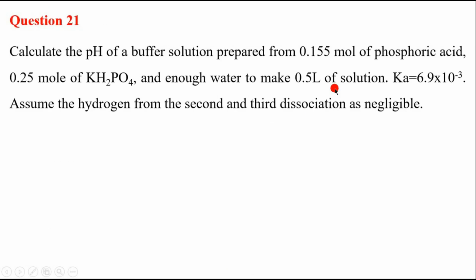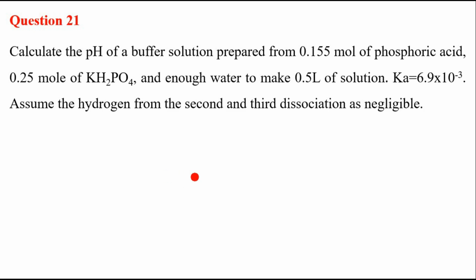We are moving to question 21. Question 21 says calculate the pH of a buffer solution prepared from 0.15 molar phosphoric acid and 0.25 mole of potassium hydrogen phosphate and enough water to make 0.5 liter. That means we can divide by 0.5 liter to find the molarity of phosphoric acid and the molarity of potassium hydrogen phosphate. Then we treat it as a buffer system composed of this acid and the salt.